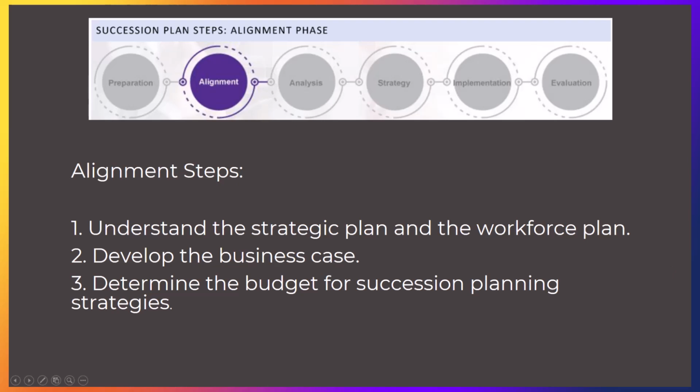So next we're going into the alignment phase. Alignment steps: 1. Understand the strategic plan and the workforce plan. 2. Develop the business case. 3. Determine the budget for succession planning strategies.